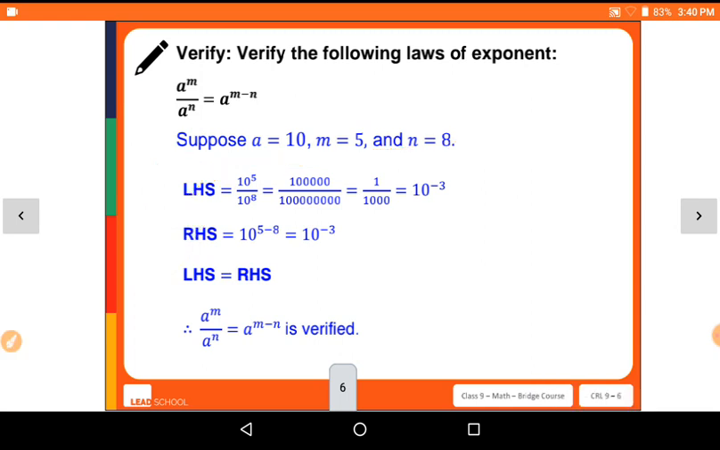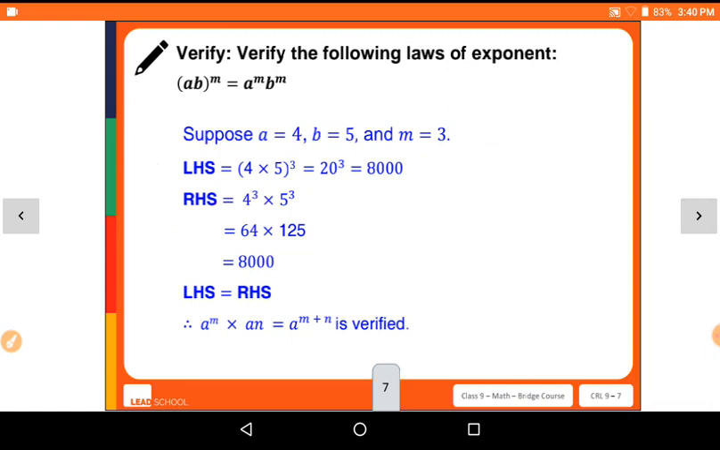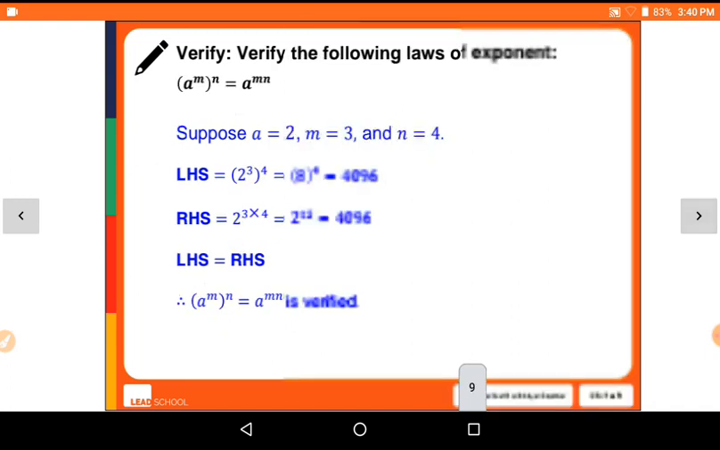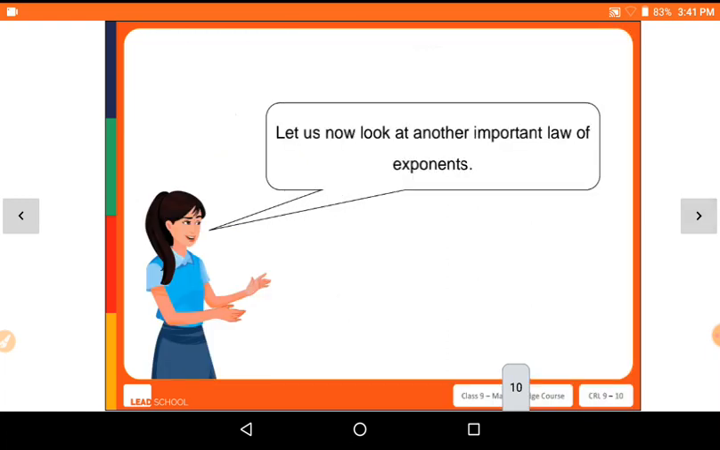So these are the different laws, all five laws, that we have to verify with different values. Similarly, a upon b raised to m, and the last one, a raised to m into n, that is also verified over here. So that is another important law of exponents.